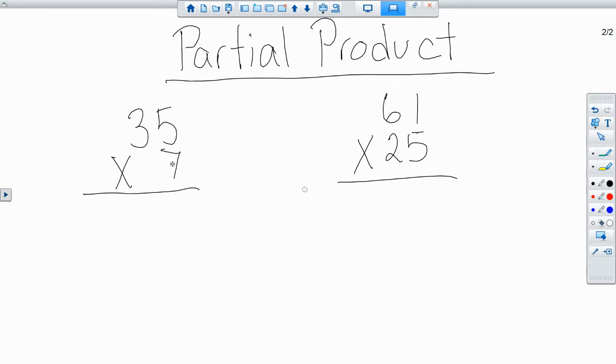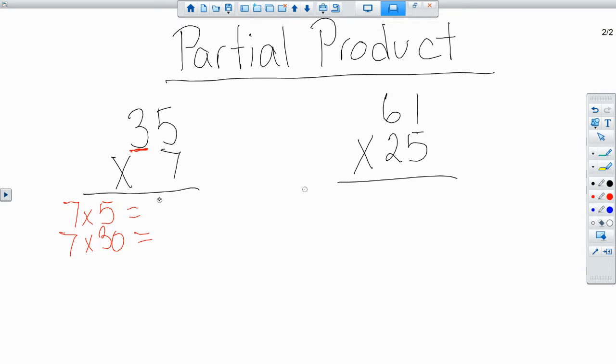So the first problem we have to solve is 7 times 5. They're both in the ones place, so it's literally 7 times 5. The second problem we have to do is 7 times the value of this 3, which is in the tens place, so the value is 30. So we have 7 times 30. So we're going to solve each of these problems.